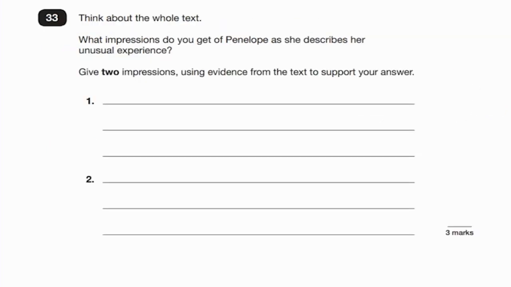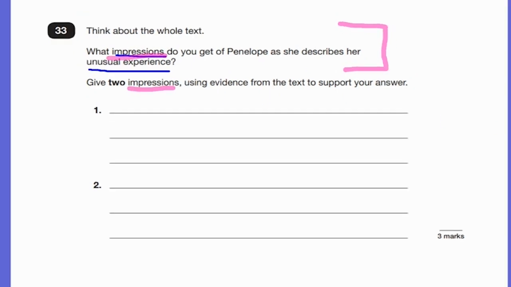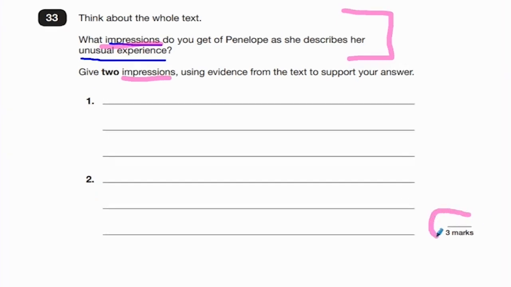Okay, question 33. Think about the whole text. What impressions do you get of Penelope as she describes her unusual experience? Now, this is a question that I did with my class quite a lot because this word impressions comes up a lot in the SATs tests. And when it's talking about giving impressions of a character, it's asking the children to think about what that character is like.